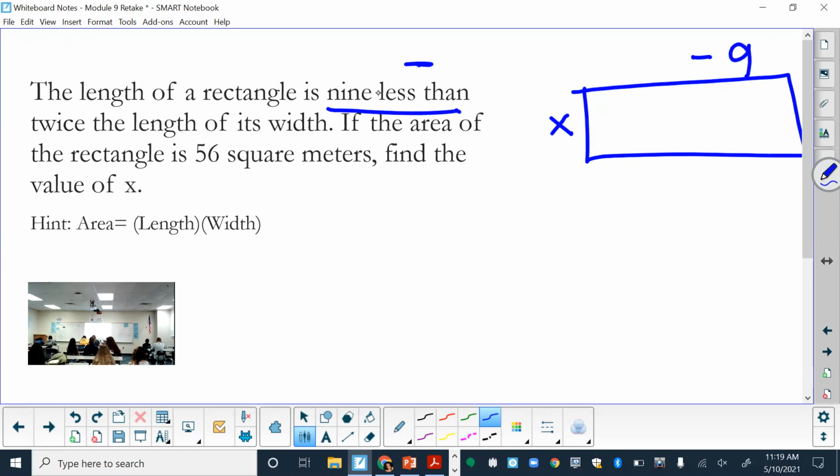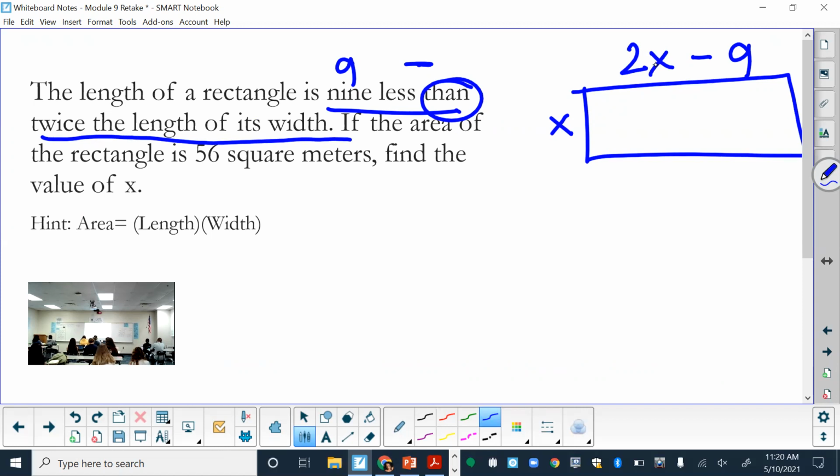9 less than. Think of this as a switch word, the than part. Normally it'd be 9 minus, but since we have than, it now becomes minus 9. So 9 less than twice the length of its width. When you're doing twice something, what operation is that? Multiplication. And we don't know what the width is. It's x. So it's 2 times x. Does that make sense how we came up with that?